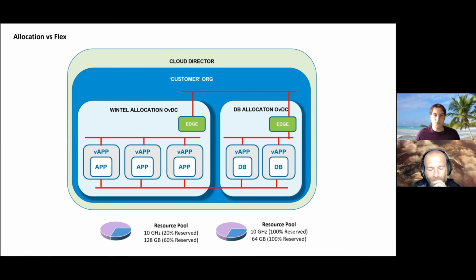Now, this customer also has dedicated database workloads. For that, it needs a higher tier of service. So on the right-hand side, we have a dedicated database allocation VDC. And in this case, as you'd expect, we're reserving everything up front. So the customer's paying for 10 gigahertz CPU, 64 gig of memory. It's completely carved out of the platform and can't be used anywhere else.